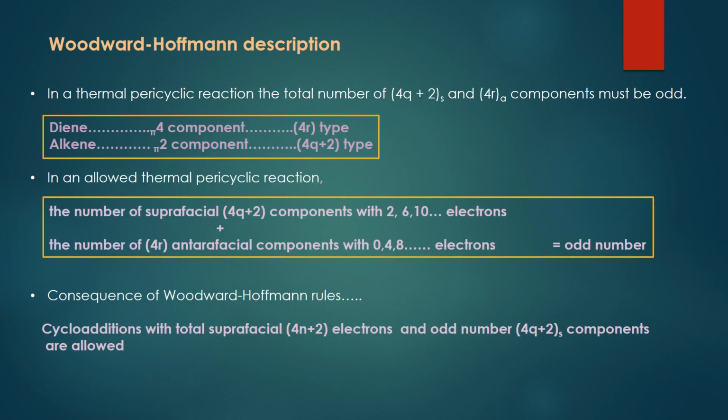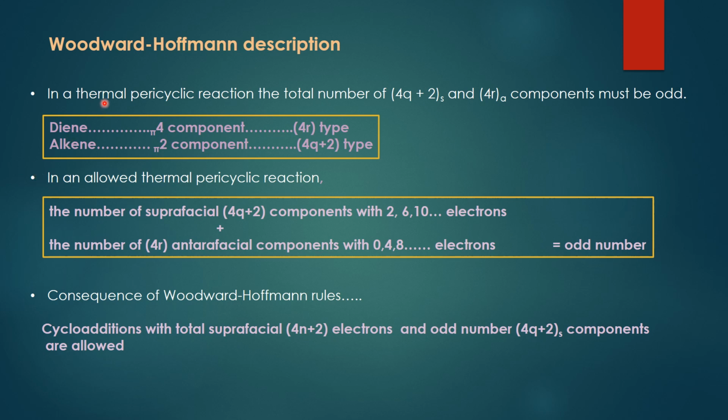These are all about the frontier molecular orbital description. Now we are moving to the Woodward-Hoffmann description. This is quite complicated, but we can see some conclusion for this Woodward-Hoffmann description in a nutshell. But this is more complicated than the frontier molecular orbital.